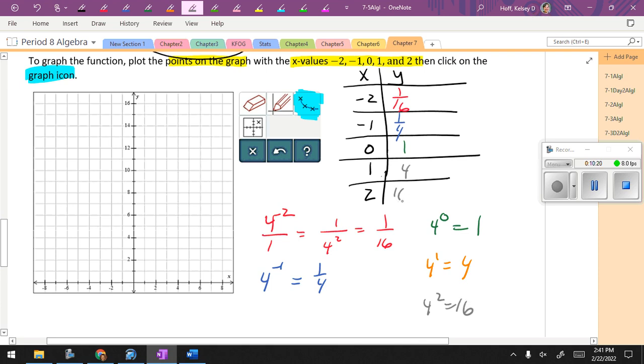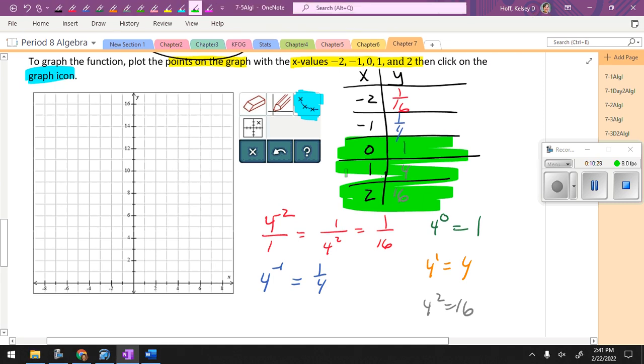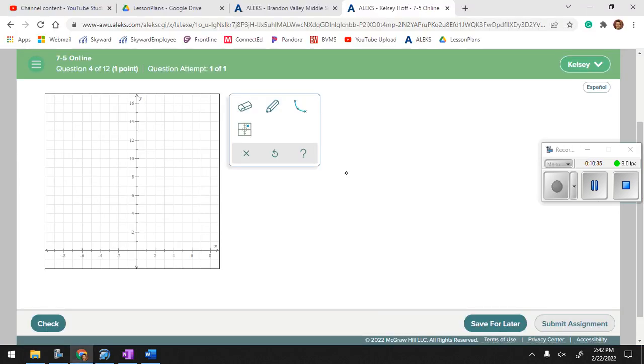Now, the bottom 3 on this would be easy to graph. Agreed? But you don't know where to graph the 1/16 and the 1/4. So I opened up an Alex assignment so we can talk about this. I absolutely agree that you could go 0, 1, 1, 4, 2, 16, and you have those points. But you need to be able to use your plot a point.